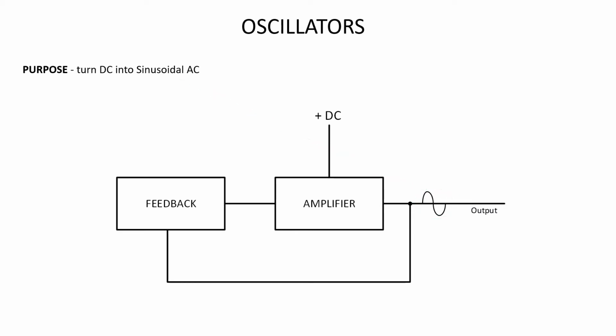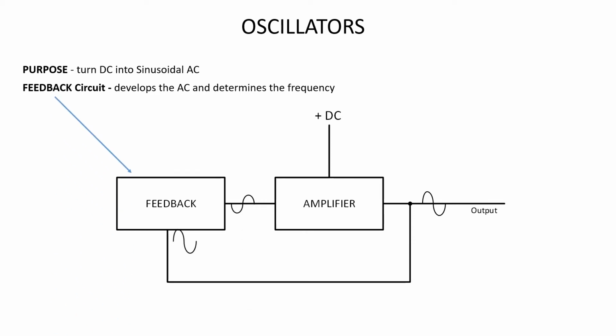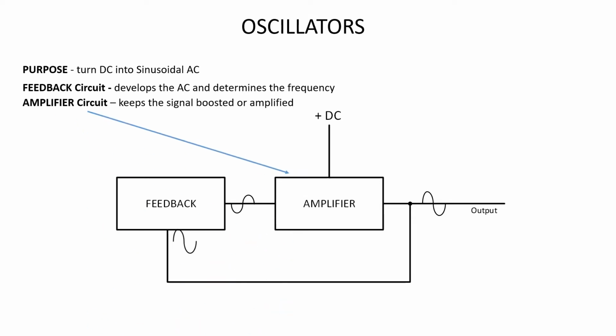An oscillator consists of two circuits, the feedback circuit, which is responsible for developing the AC and determining the frequency. Real quick though, notice the amplitude loss from the input to the output of the feedback circuit. This brings me to my next circuit, the amplifier circuit, which is going to keep the signal boosted or amplified to keep the signal from tapering off. This is a process known as regenerative feedback.